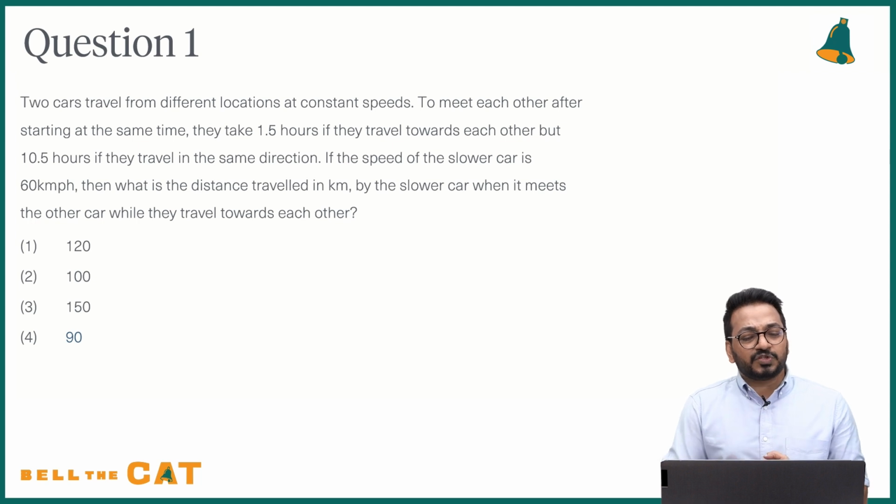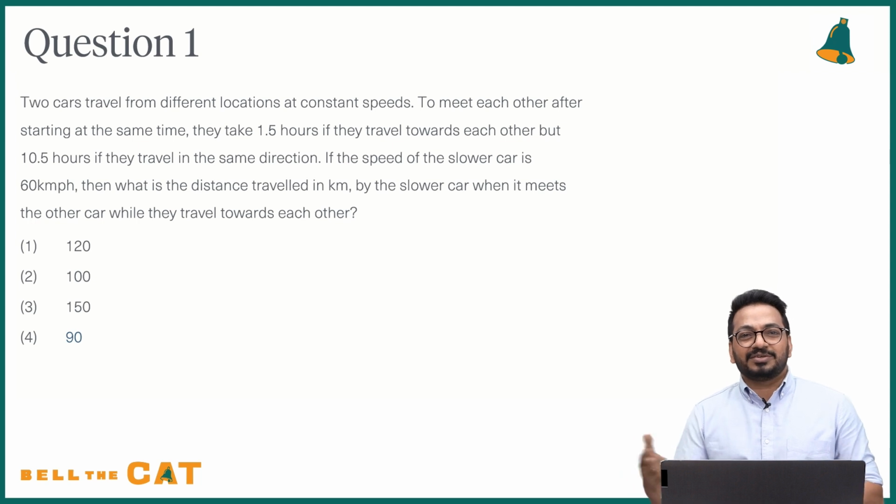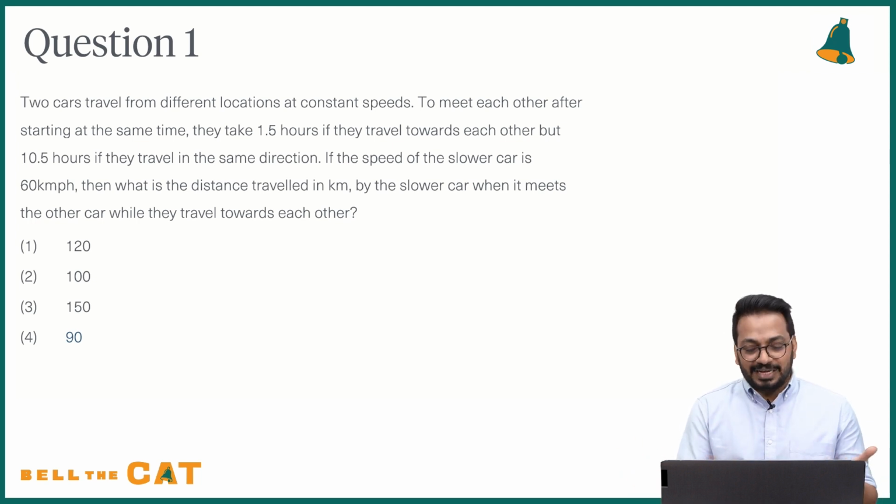If the speed of the slower car is 60 kilometers per hour, then what is the distance traveled in kilometers by the slower car when it meets the other car while they travel towards each other? Classic CAT problem. Two cars traveling towards each other, opposite to each other, is one of those things that has to happen.